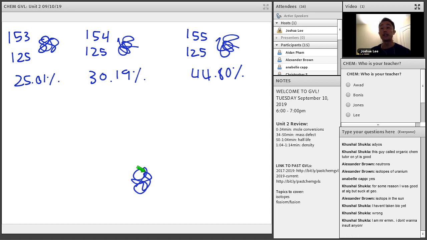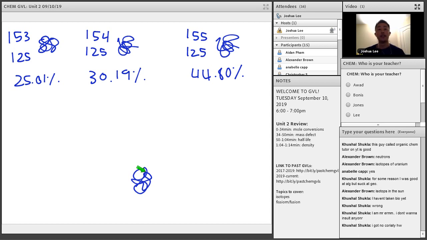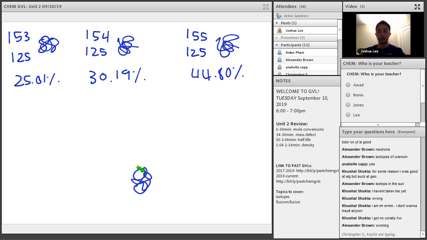So remember, with this, you're multiplying the percent abundance with the mass number. Does anyone have an answer, or are you still working on it? Working.